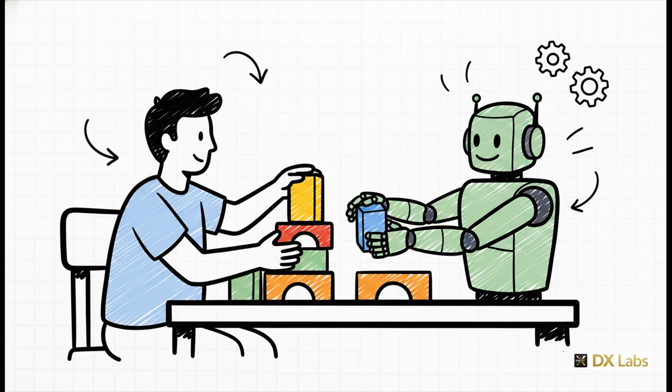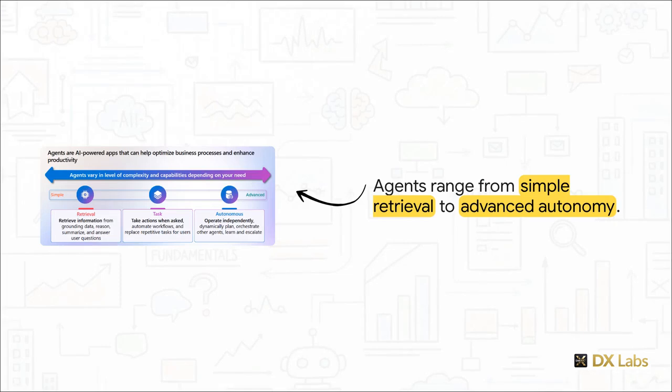That shift from providing basic assistance to actually acting on your behalf is what fundamentally defines an agent and boosts enterprise productivity. Let's look at the spectrum of what these agents can actually do.